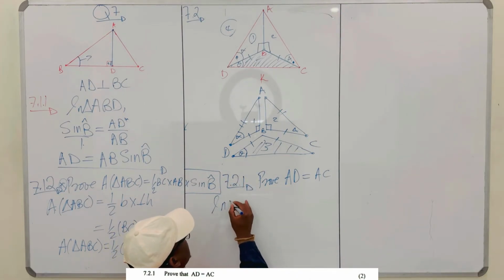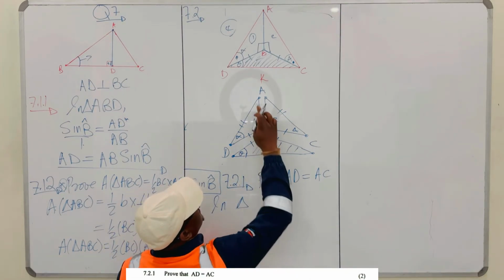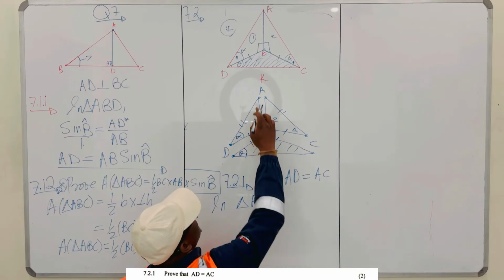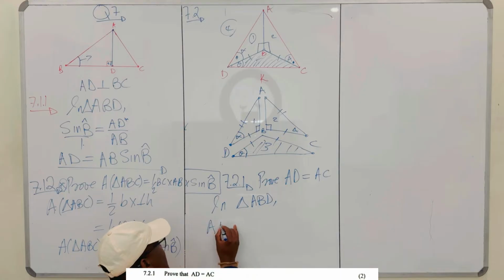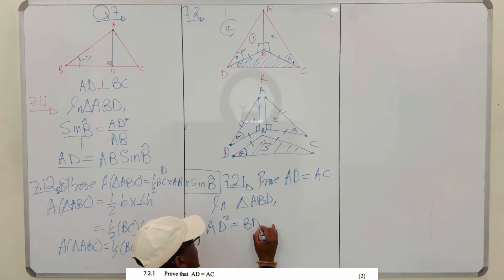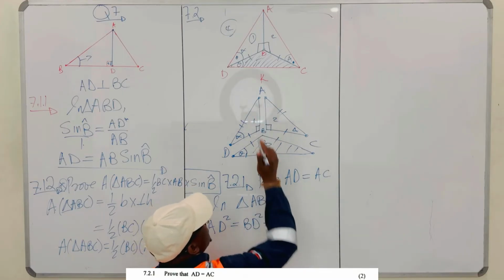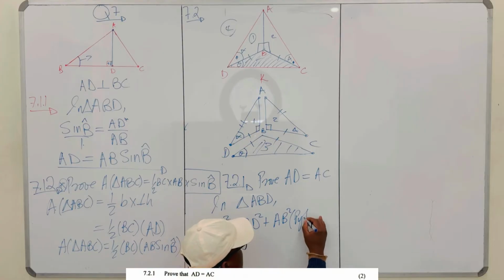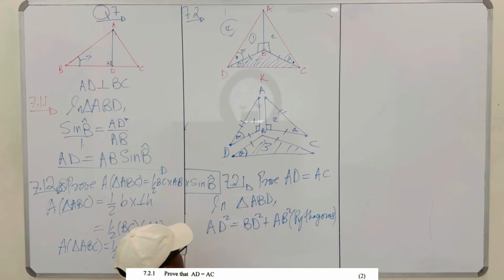In triangle ABD, we can say the hypotenuse, which is AD, we can say AD squared is equal to BD squared plus AB squared. This is Pythagoras, right? No problem. AD is given by this on this triangle here.